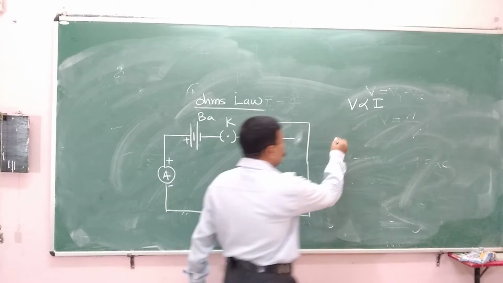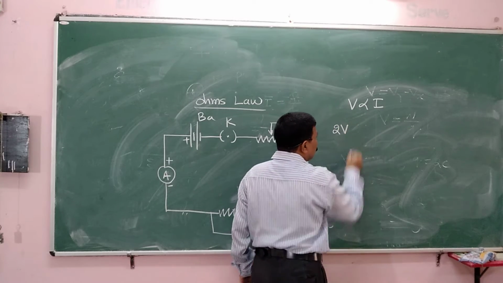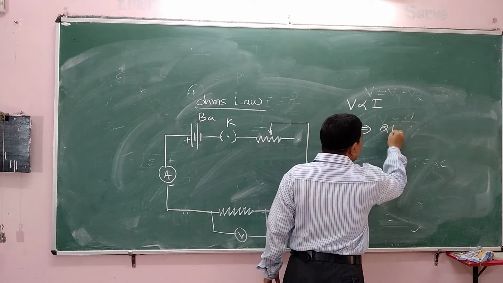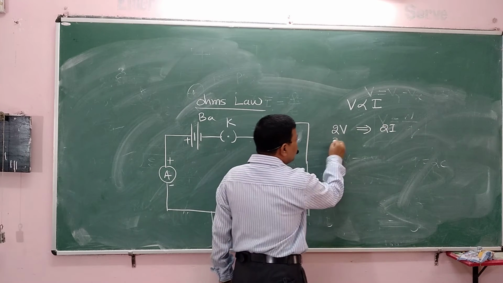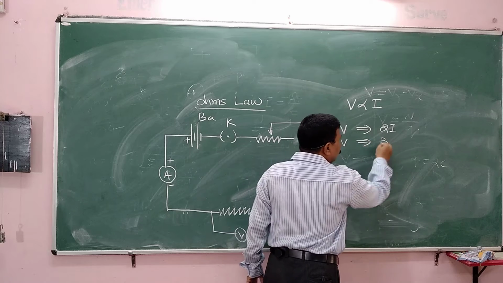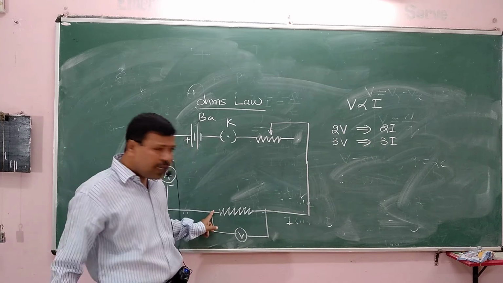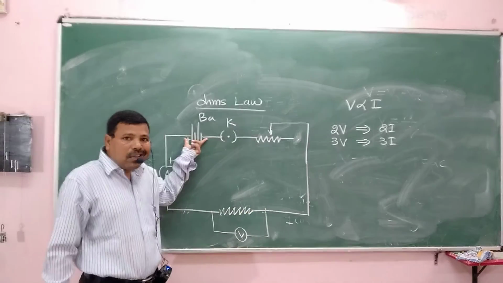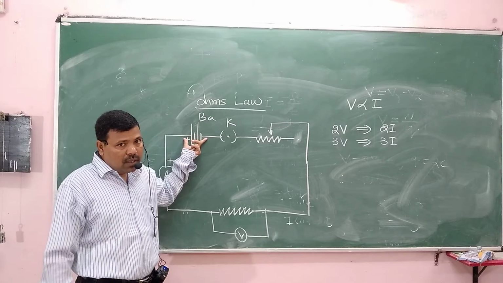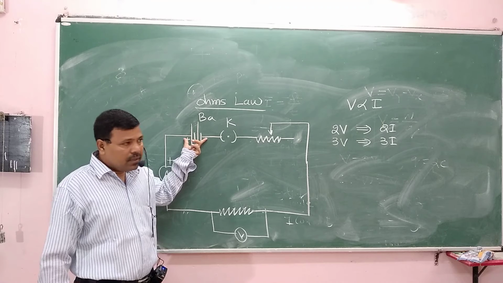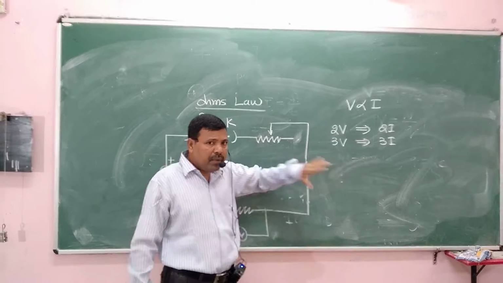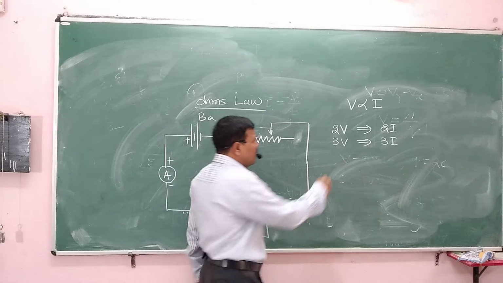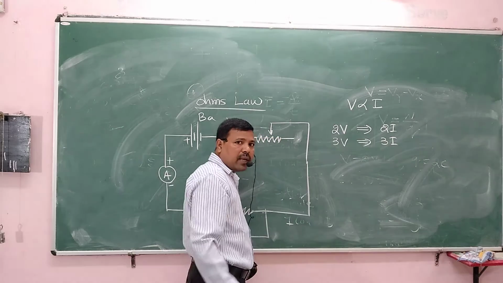Say for example, if V is doubled, then I is also doubled. If V is tripled, then I is tripled. So I, that is current flowing through this conductor, depends on potential difference. That is what Ohm's law states. If V is made 4 times, I will be 4 times. So V is proportional to I.